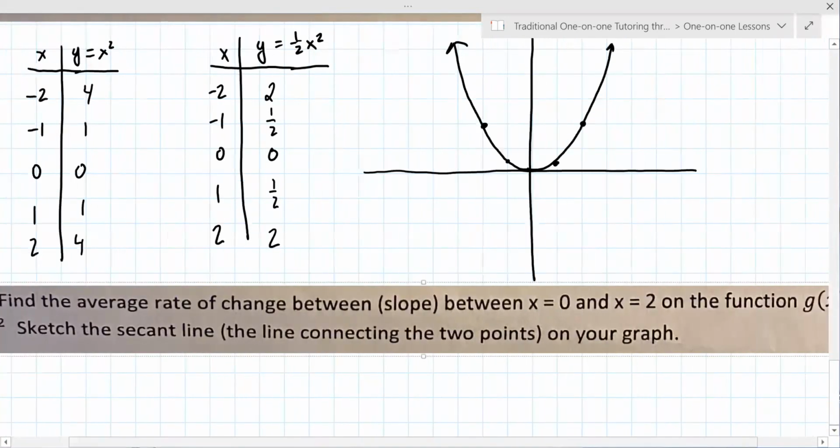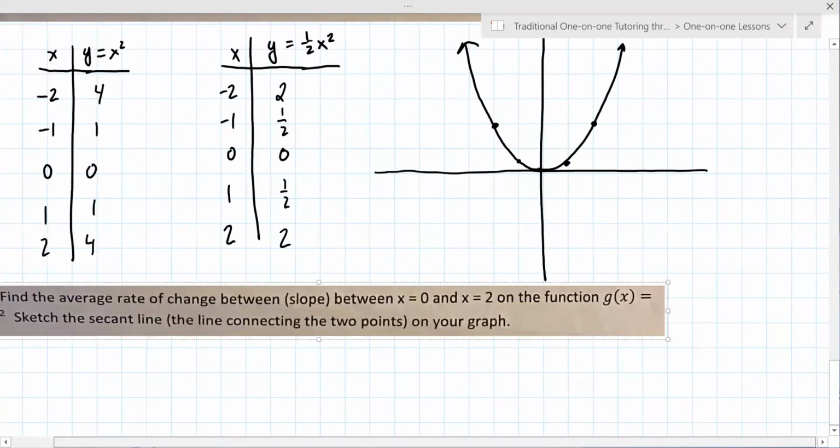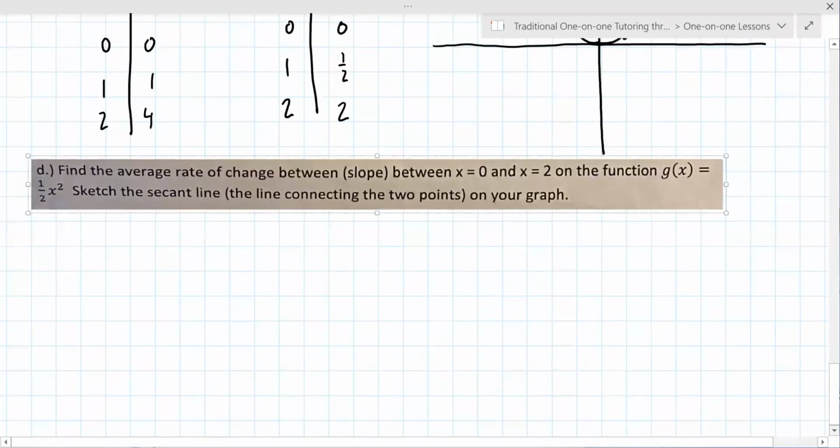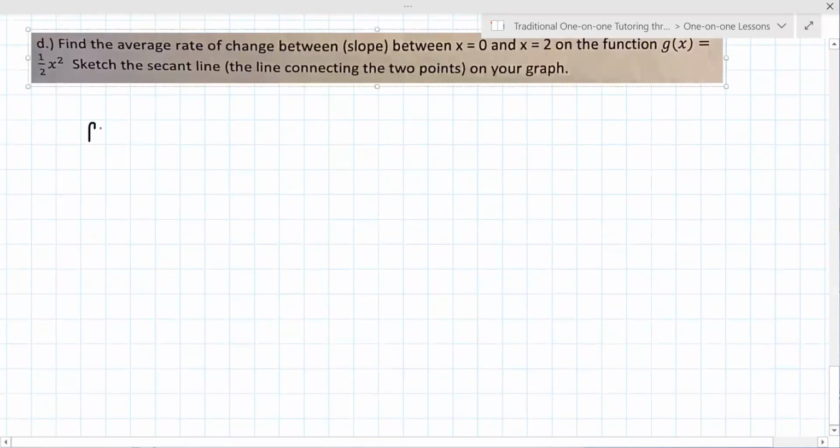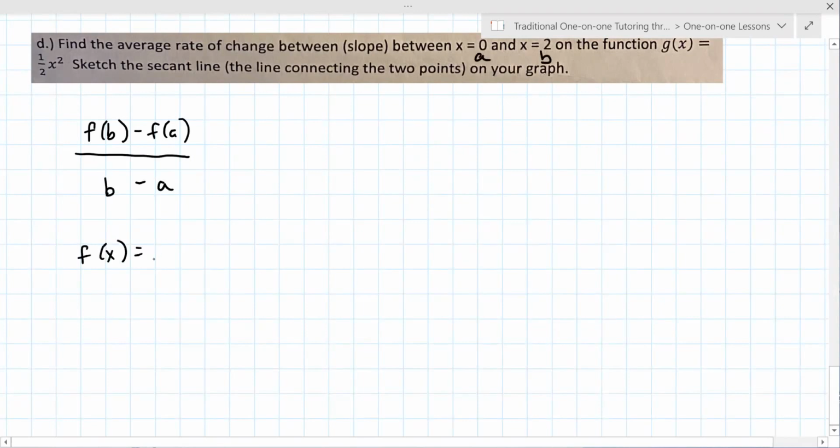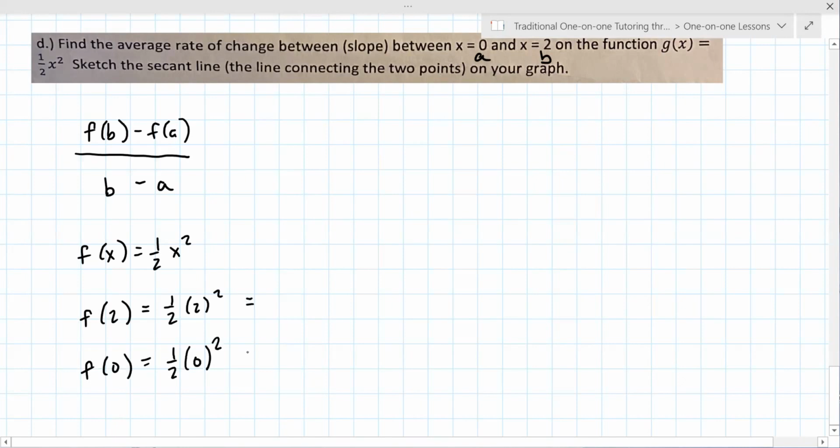So the average rate of change, let me snip this, get this back here. It's the same formula. It's f of b minus f of a over b minus a. Your a is 0, your b is 2, and your f of x is 1/2 x squared. So you first have to find f of 2, which is 1/2 times 2 squared. Then f of 0 is 1/2 times 0 squared. And yes, you want to get all this down. So go ahead and calculate those and let me know what you come up with.